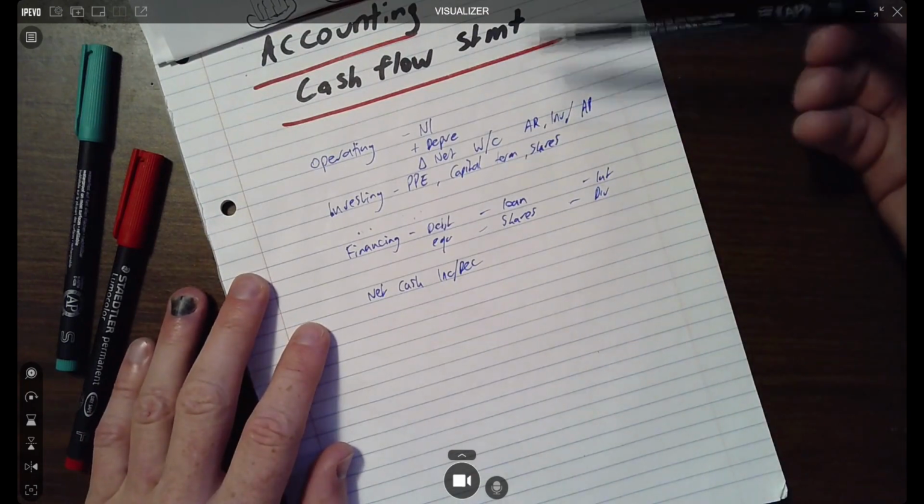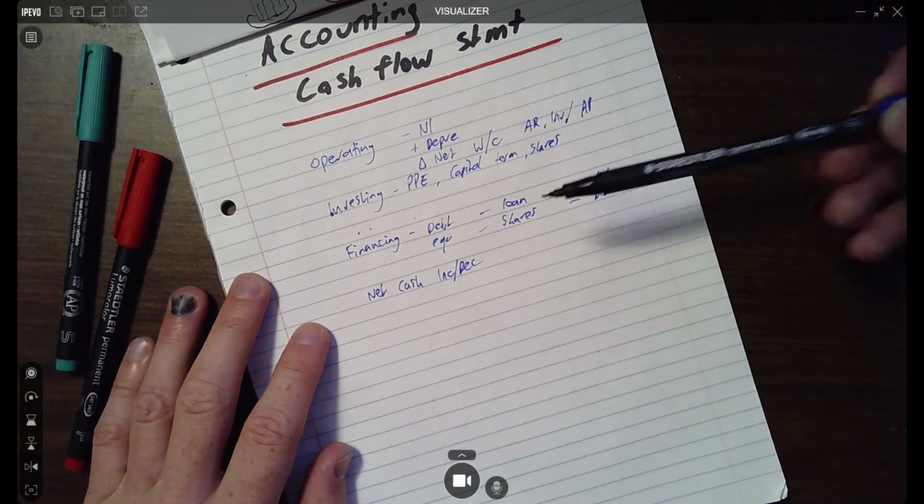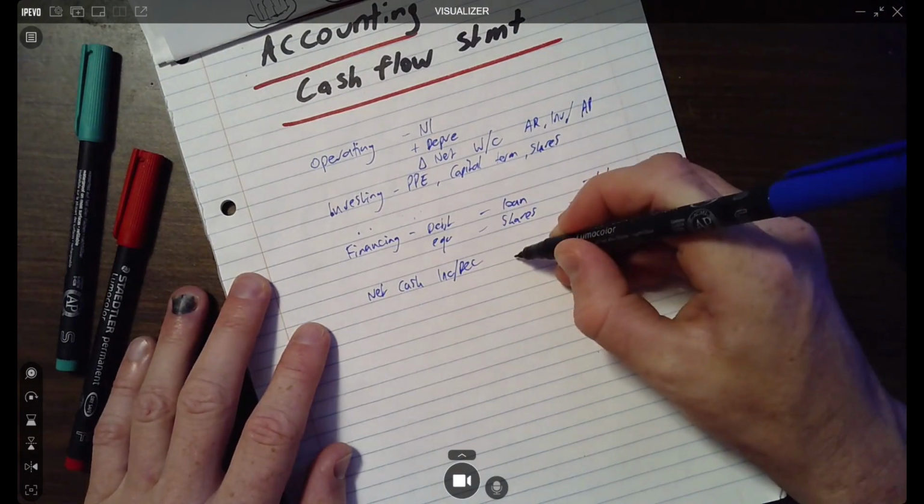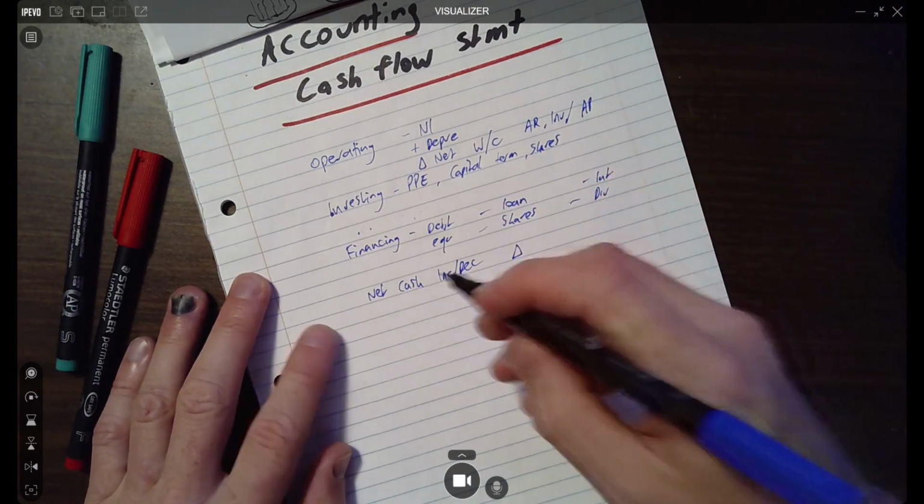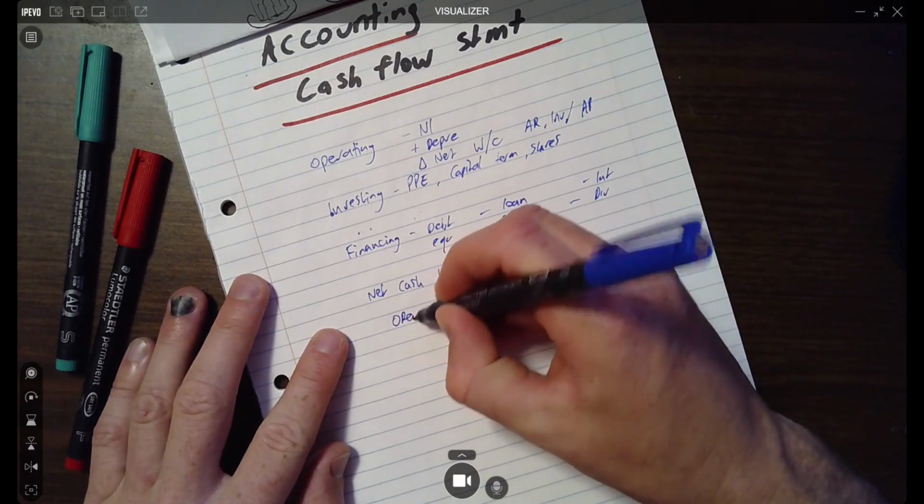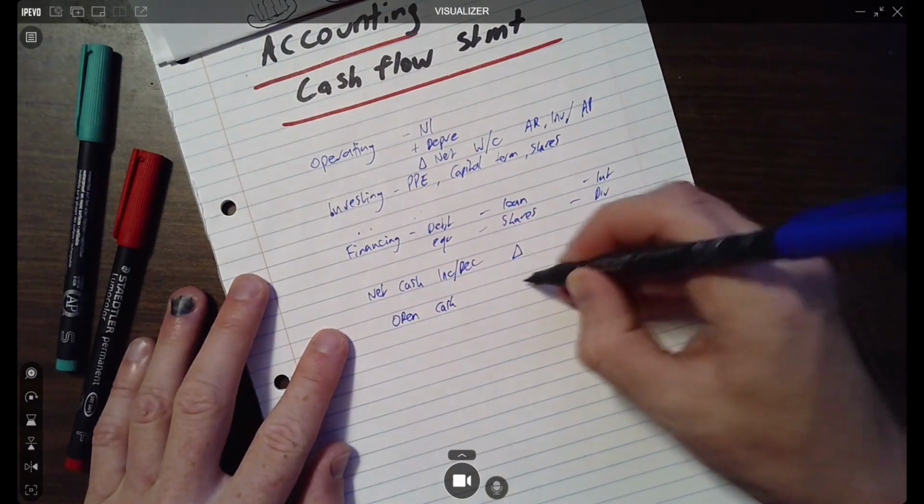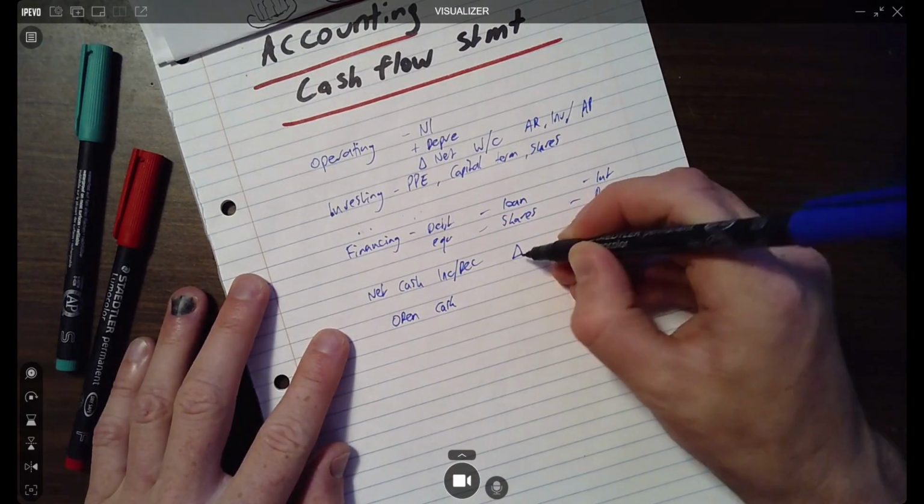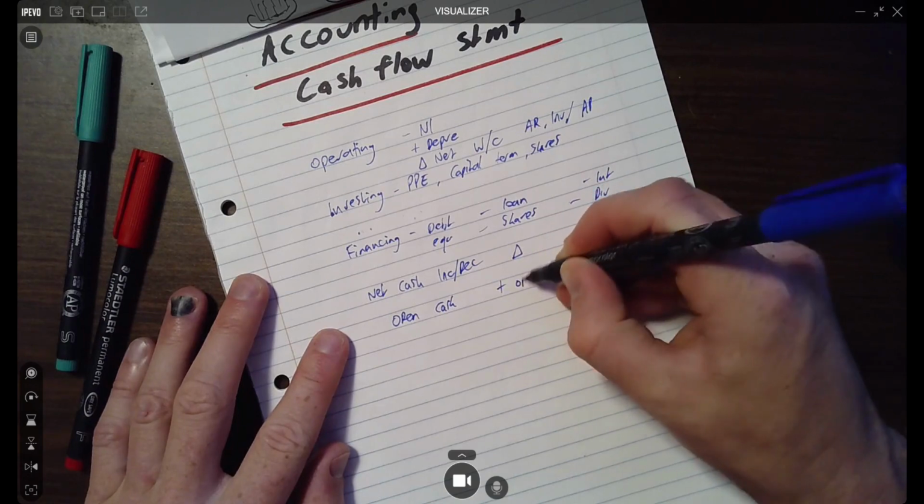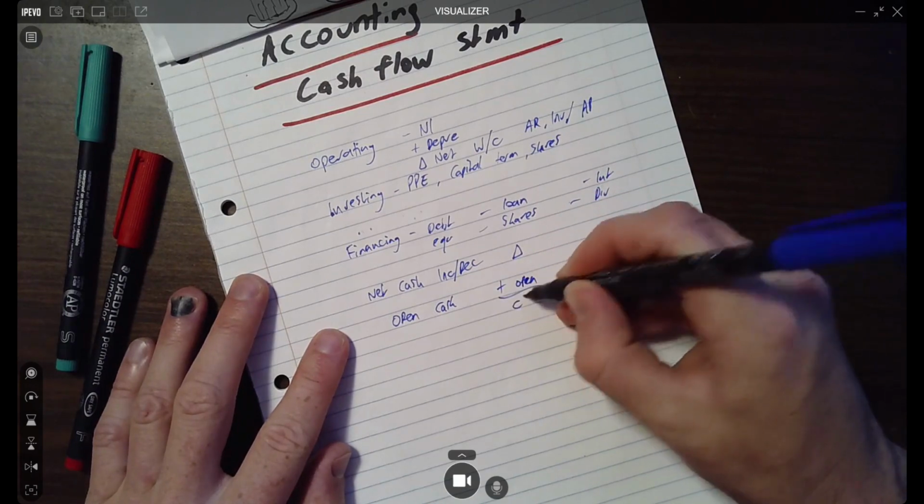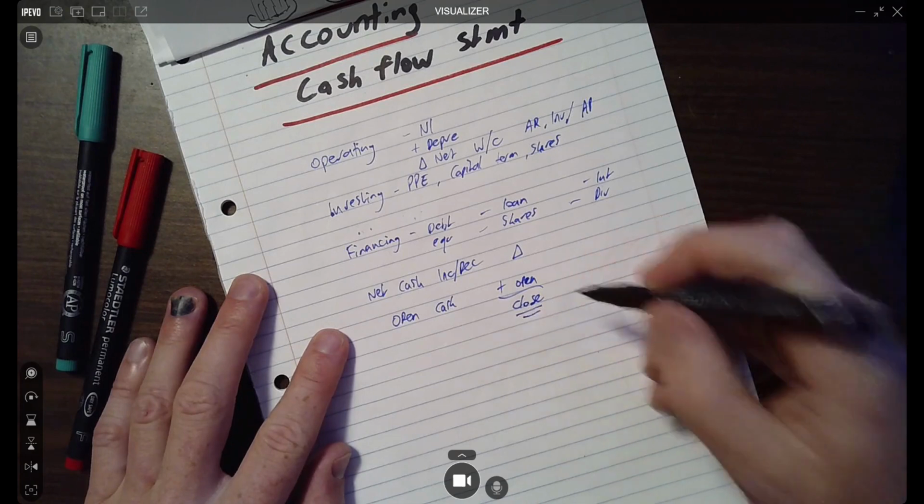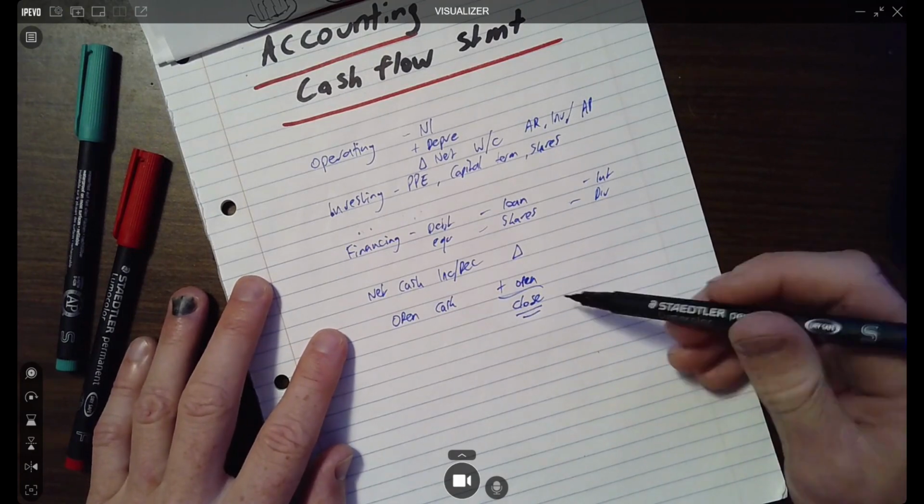So we sum all of these up, the operating, investing, and financing, and then we get our overall change for the period. Then we get our opening cash balance from the start of the period, and the change plus the opening balance should reconcile to equal our closing cash balance.